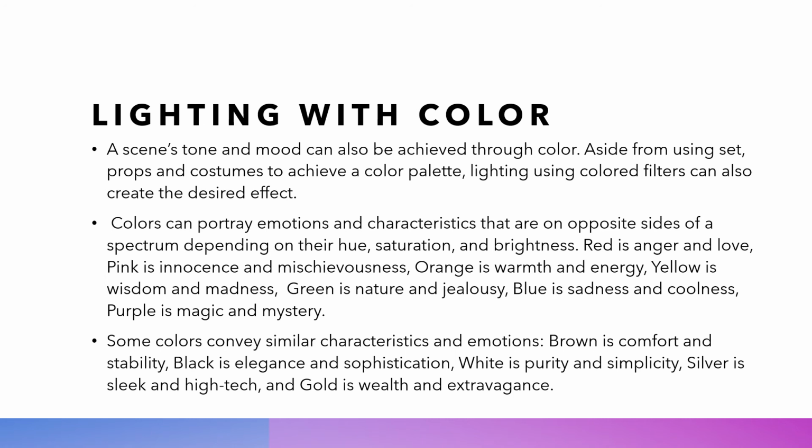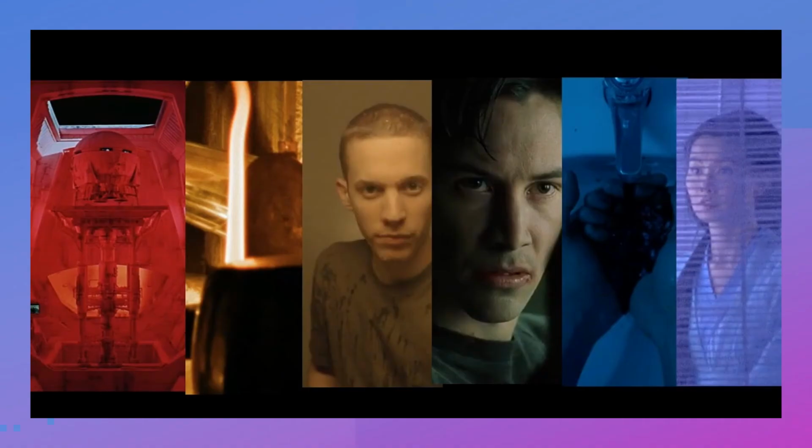Brown is comfort and stability. Black is elegance and sophistication. White is purity and simplicity. Silver is sleek and high-tech. And gold is wealth and extravagance. This is a compilation of lighting using red, orange, yellow, green, blue, and purple coming from different movies.